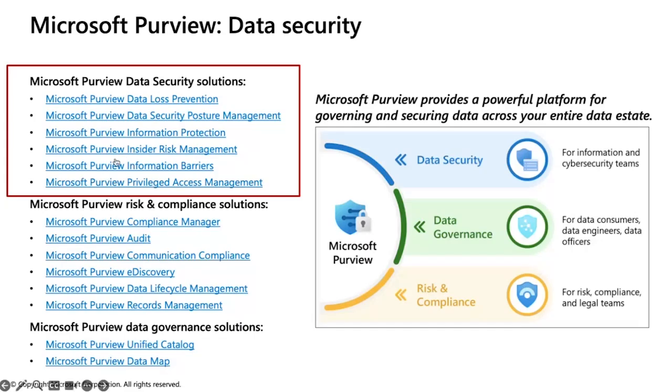Here we have DLP, data loss prevention, data security posture management, information protection, insider risk management, information barrier policies, privileged access management. These are all very helpful when you are considering data security. Let's talk about what we have in these.